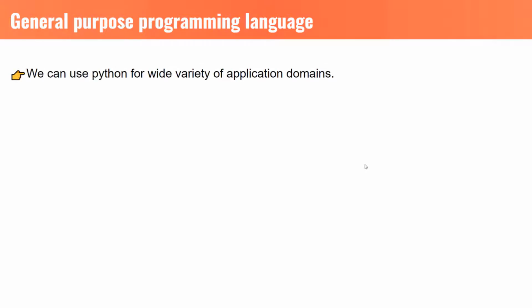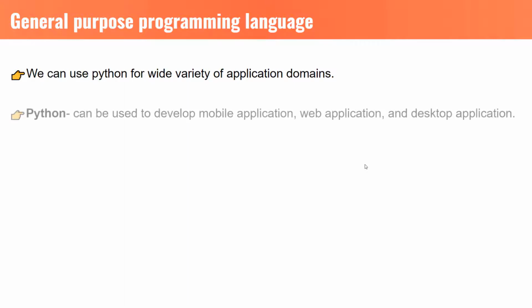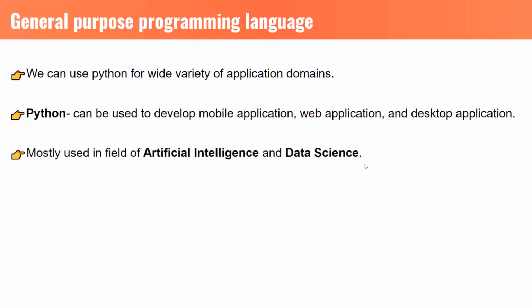The next thing is that Python is a general-purpose programming language. We can use Python for a wide variety of application domains. Python can be used to develop mobile applications, web applications, and desktop applications. And my favorite, Python is mostly used in the field of artificial intelligence and data science. So you can create an application to recognize whether it's a cat or not using artificial intelligence, which can be done by Python. And it is also used in the field of data science, which is rapidly growing with the passage of time.